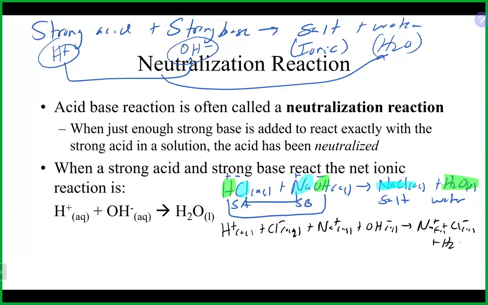Plus our water, which stays together because it's a liquid, and the spectator ions, sodium and chloride, on both sides, and that yields us our water here, which is our neutralization reaction. One of the most common ways that we do a neutralization reaction, like we did in the experiment there, is titration. A lot of times we will use titrations to do acid-base neutralization reactions.